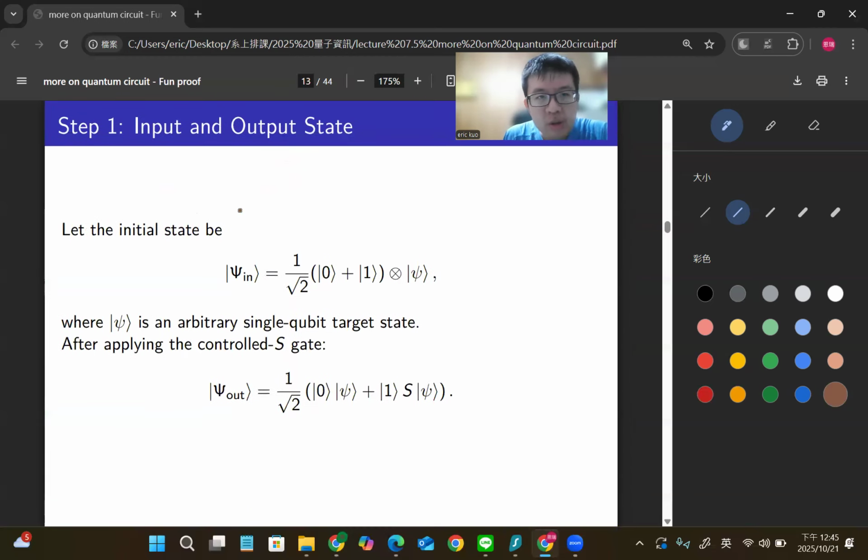So the idea is that, suppose I initialize my state into the following. Let's say plus state tensor any state psi. This plus state is easy to do, right? Because I have Hadamard, so I can do plus state. Okay. Then I apply the control S gate, then I get the following, right? Because for 0, there's nothing. For 1, I apply S to the second. Let's say psi is a single qubit.